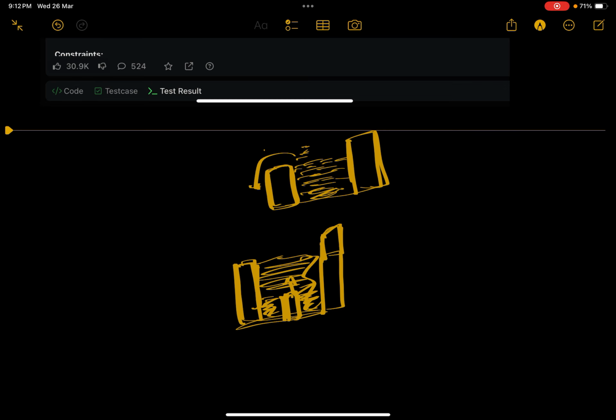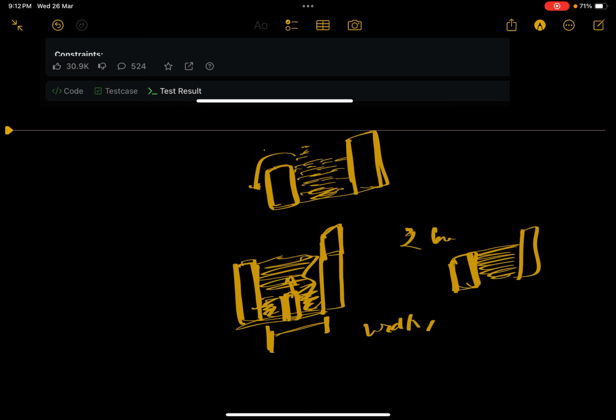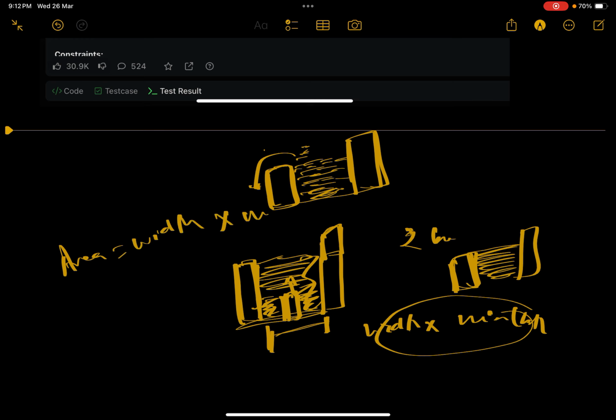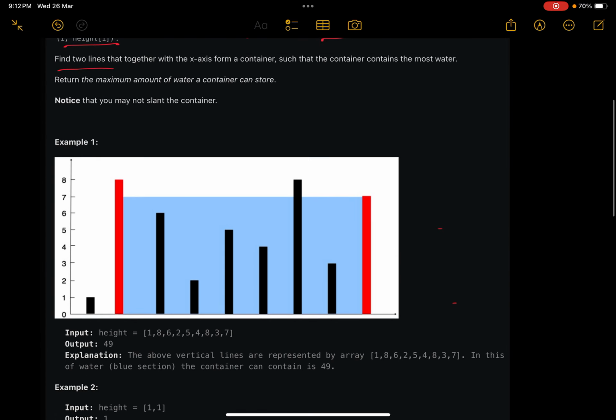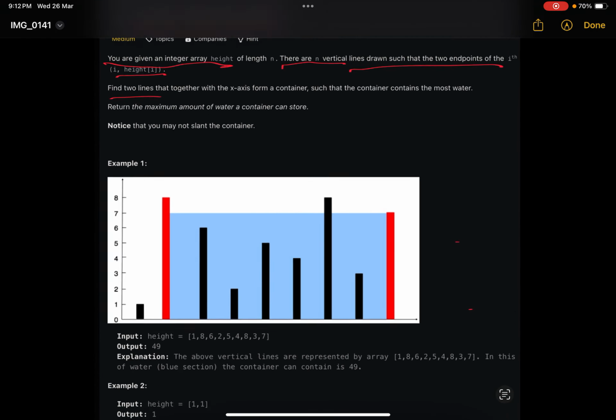Now, if you have two buildings and you want to store water in between them, find the minimum of those two buildings, and that gives you the height. The width is the distance between these two buildings. From this formula you can find the area: the width between the two buildings times the minimum of both heights. So the question is saying you have to find the container with the most water.